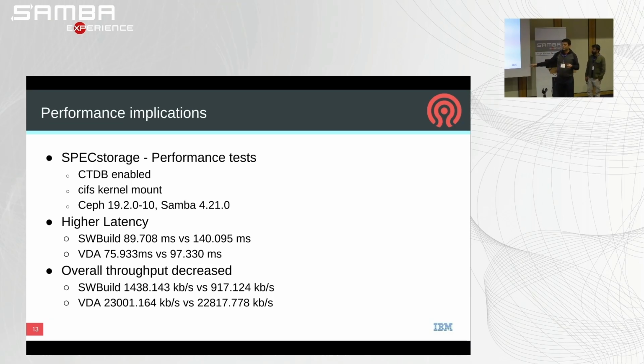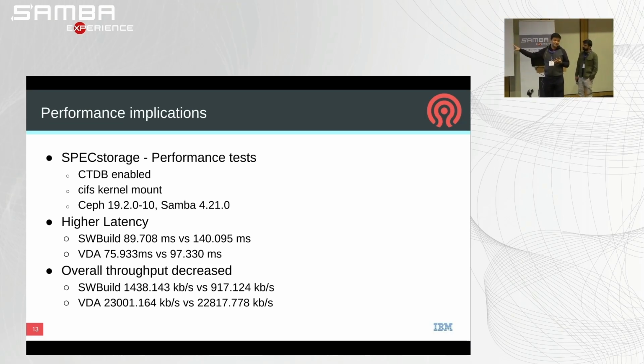A software build is a simple simulation of a software build. It creates about 5,000 files, so a very metadata heavy load with lots of small files. We notice higher latency with the proxy, which is as expected. The second workload is video data acquisition, where we read from a stream, such as a camera, and write to a single file. In both cases, the latency was higher, and overall throughput also decreased.